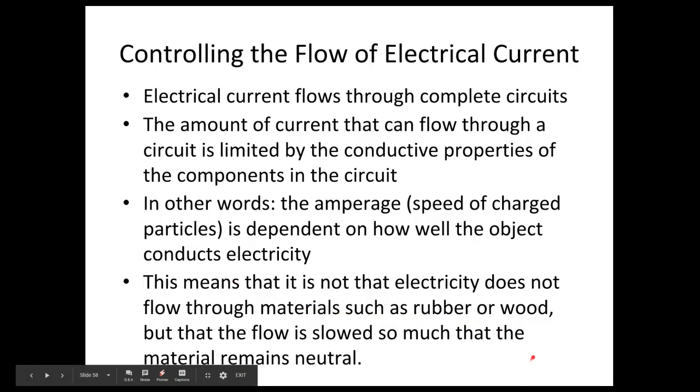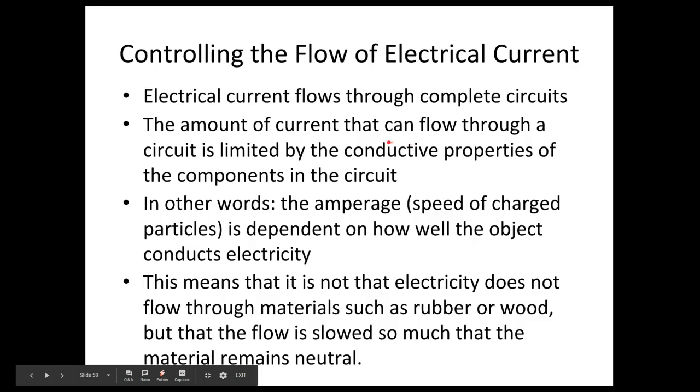So controlling the flow of electrical current. Electrical current flows through a complete circuit. Remember we said that if the circuit is broken for some reason, maybe there's a switch on it or a wire has been cut, then the electrons stop flowing at that point. They can't jump across a gap.